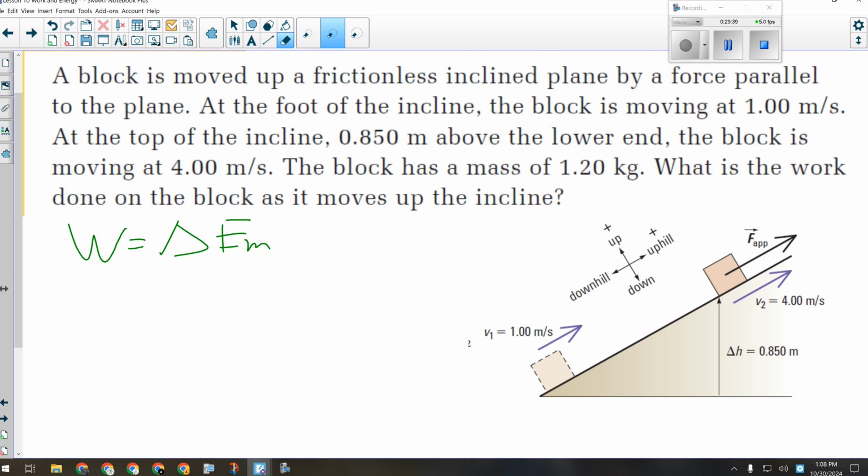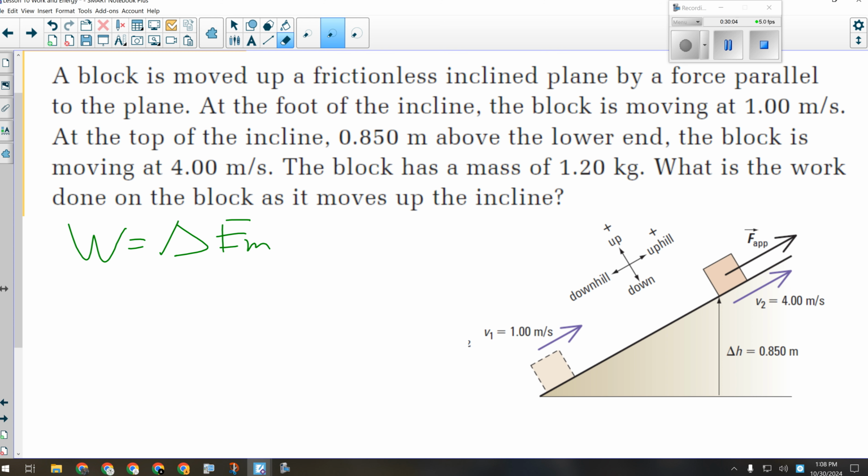But I can't use that here. Why not? Why can't I use force times distance in this question? We don't know the force or the distance. I can't use it because I don't know either one of those things. They never tell me how long the ramp is, and they never tell me how hard the box is being pushed. So I can't use force times distance here.